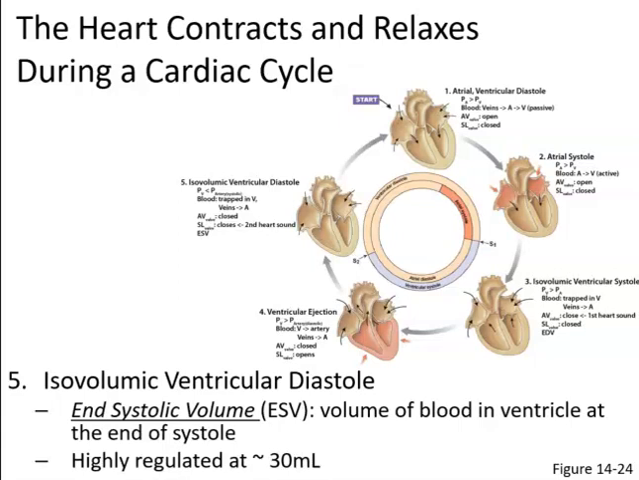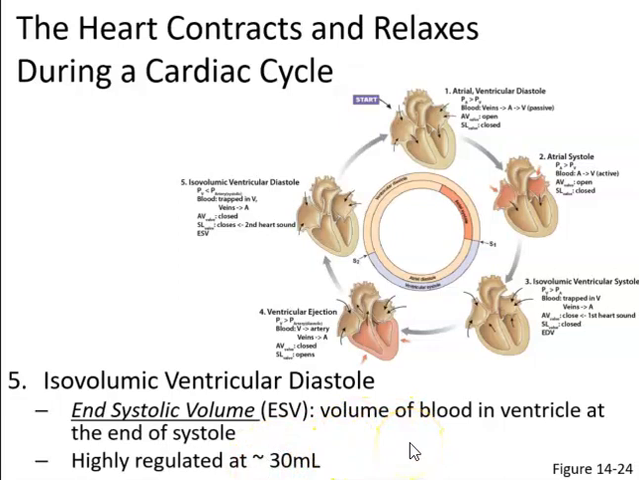During isovolumic ventricular diastole, we can get our next measurement, which is end systolic volume. End systolic volume is the volume of blood in the ventricle at the end of systole. So at phase 5, there is no change in blood volume. And at this point, with obtaining end systolic volume, we know that it is highly regulated at approximately 30 milliliters. So we can actually figure out stroke volume using this number, because we know it's highly regulated.